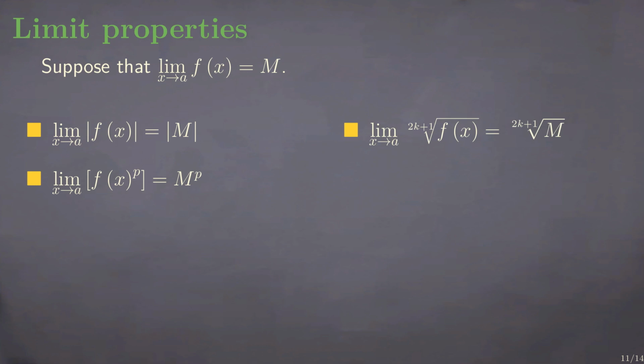So for example, if the order is odd, then we do not need to take care of m. We see that the limit of the 2k plus 1 root of f(x) is the 2k plus 1 root of m, but when the order of the root is even, then actually we need to require that m is greater than or equal to 0.